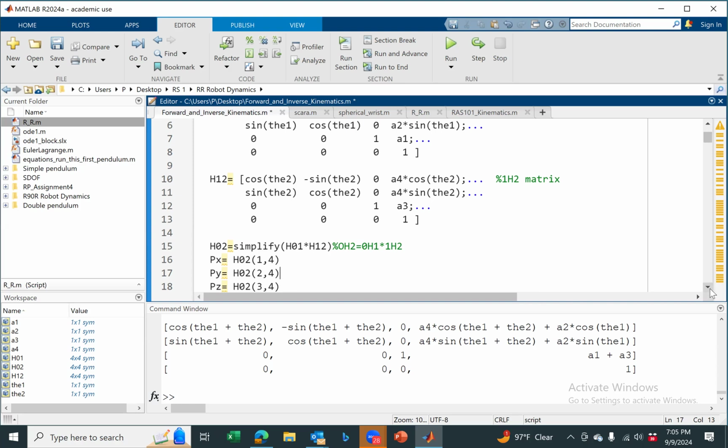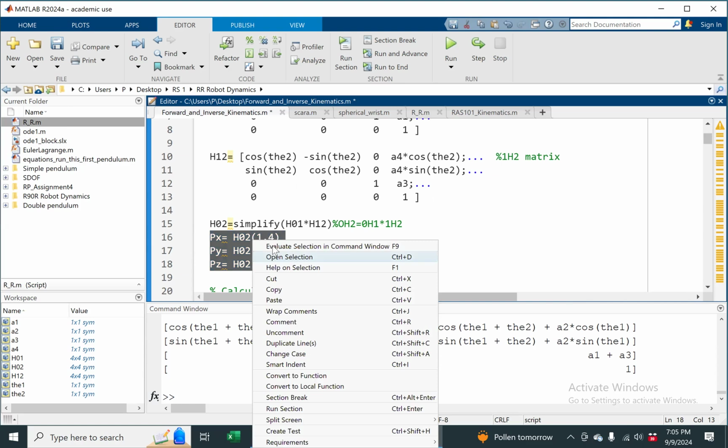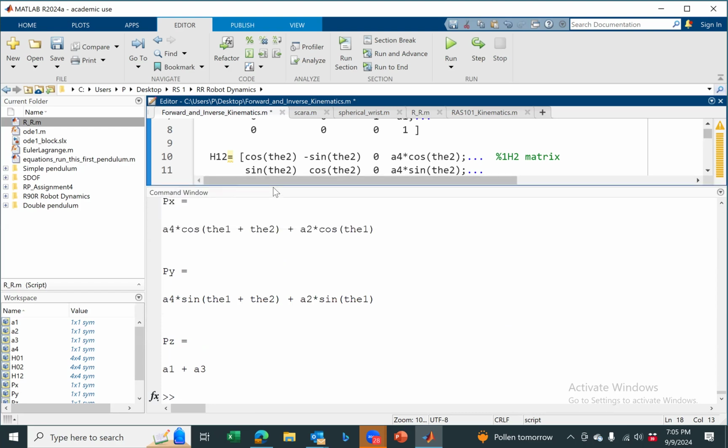So here is what I'm doing in the next part. I'm capturing Px. Px is the first row, fourth column. Do you agree with me? Py is the second row, fourth column. Pz is the third row, fourth column. So what I have done is I have captured Px, Py, and Pz separately. So this is nothing but those last column, I captured them separately.